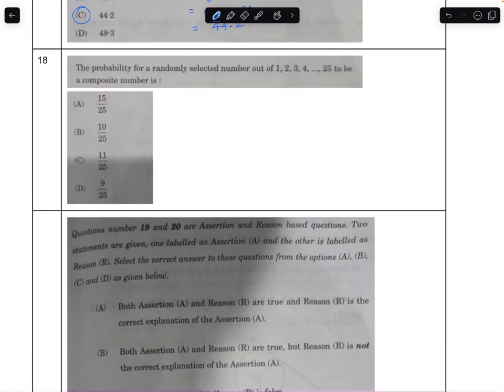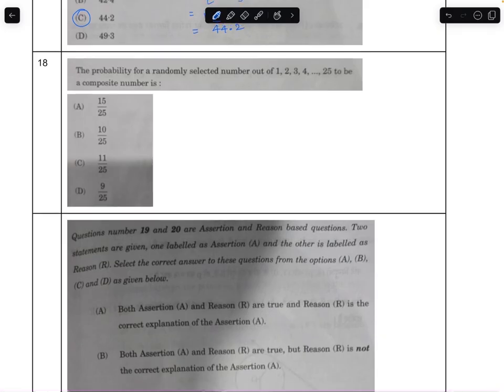Question number 18. The probability for a randomly selected number out of 1 to 25 to be a composite number is. Composite number is the number which is other than the prime number. 4, 6, 8, 9, 10, 12, 14, 15, 16, 18, 20, 21, 22, 24 and 25. Total number of composite numbers is 15. The answer is 15 upon 25, option A.